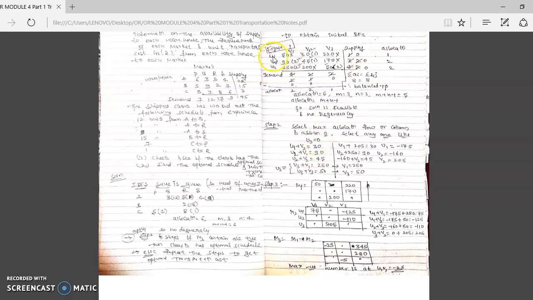When U3 equal to 0, then where allocated elements are there, U1 plus V2 equal to 30. U1 plus V2 equal to 30. Similarly, next allocated element, U2 plus V1 equal to 90. U2 plus V1 equal to 90. Similarly, all allocated elements you have to write here. Then we already know the U3 value is 0. So, V1, V3 is 250 and 50. By using this, I have written the equations, get all the values.